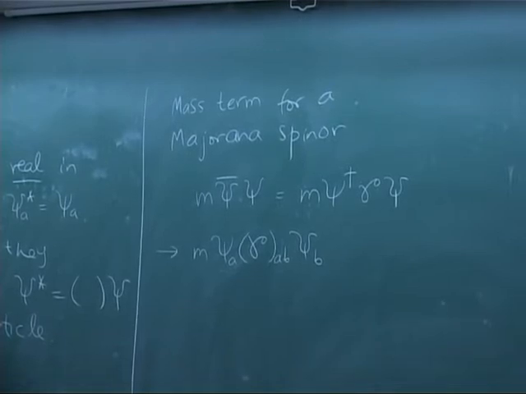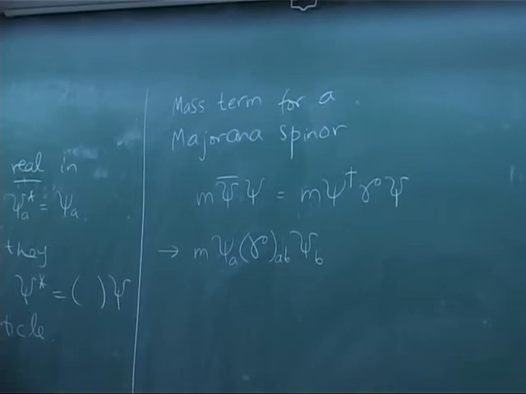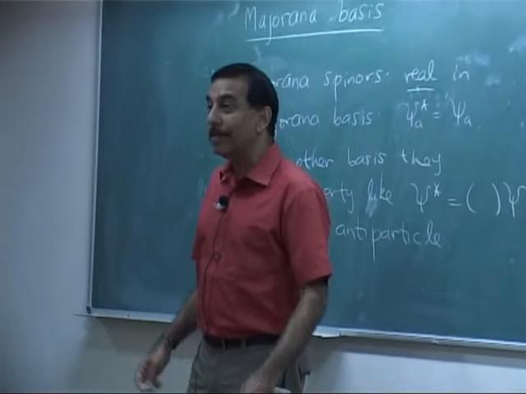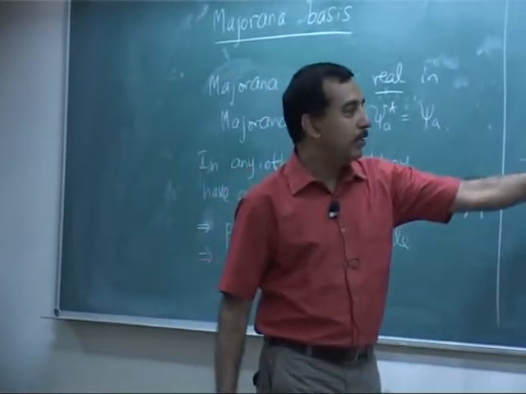What was gamma 0 in the Majorana basis? So is it an antisymmetric matrix? Yes or no? I'm smiling. Yes? Everybody? Yes? Good. Okay. So gamma 0 is antisymmetric.